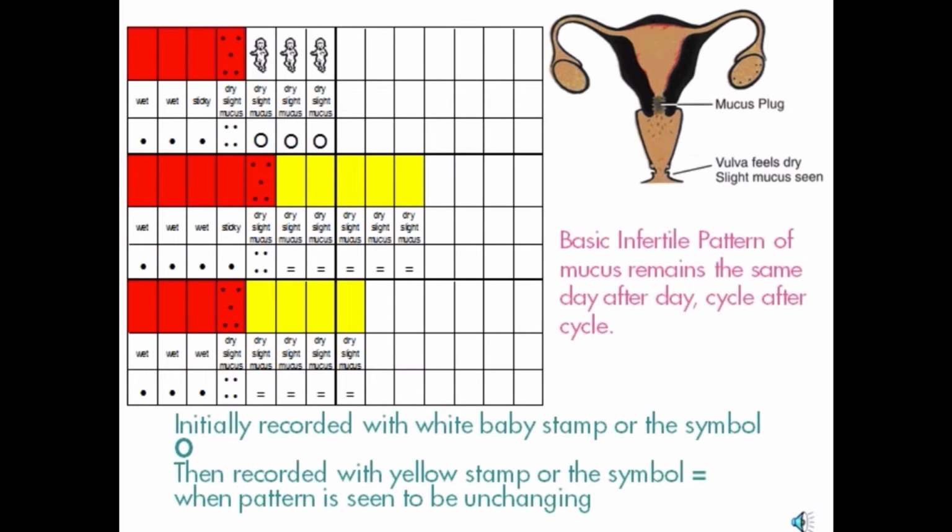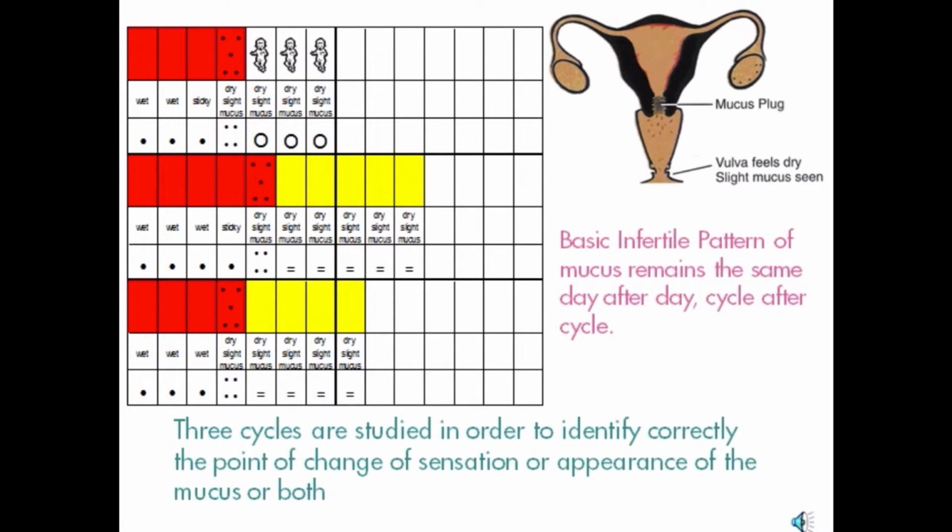In the first cycle of charting, this discharge is recorded with a baby stamp or the symbol of a circle. In subsequent cycles, when the pattern is seen to be unchanging from cycle to cycle, it is recorded with a yellow stamp or an equals sign. Three cycles are recorded to ensure the woman can identify the first point of change in sensation and/or the appearance of the discharge.